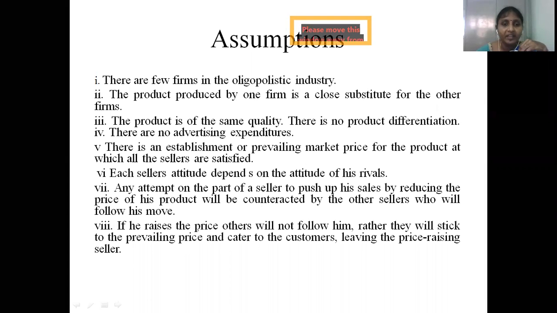If he raises the price, others will not follow him. Suppose I am going to raise the price of my product, then the rival firms of my commodity are not going to increase their prices. These are the things which I have explained. Once again, I am telling what assumptions are required in this oligopoly market.